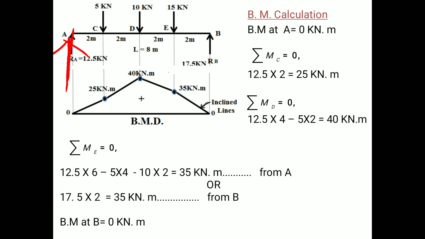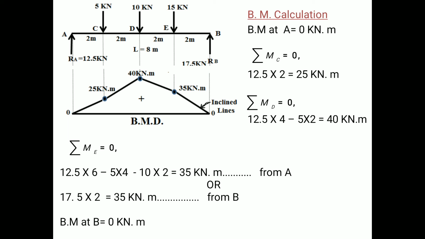Therefore, this 12.5 kilonewton into 2, because we have to find out the bending moment at point C, so the perpendicular distance is 2 meter. Therefore, this 12.5 into 2 will become 25 kilonewton meter. So this value of bending moment is 25 kilonewton meter. Now we are going to calculate bending moment at point D.